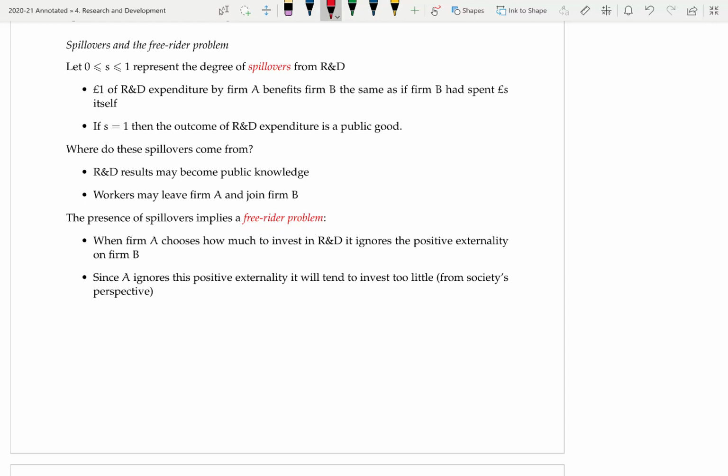We can represent the degree of spillovers by S, where S is a number between 0 and 1. For example, if S equals 1, then £1 of R&D expenditure by firm A benefits firm B as if firm B had also spent £1. If S equals 1, then the outcome of R&D expenditure is a public good, and we know that with public goods we have the free rider problem. So when firm A is choosing how much to invest in R&D, it's ignoring the positive externality on firm B. And since A ignores this positive externality, it will tend to invest too little from society's perspective.